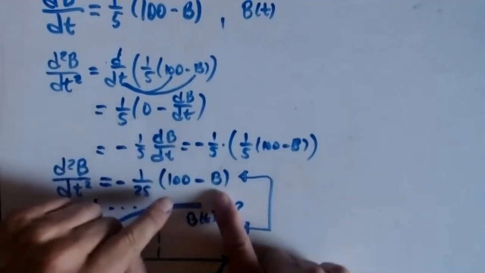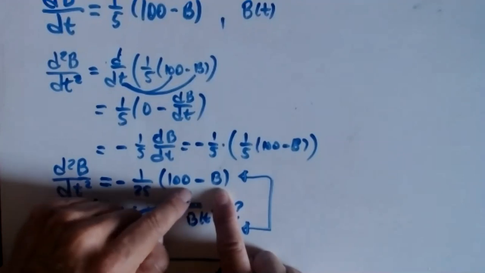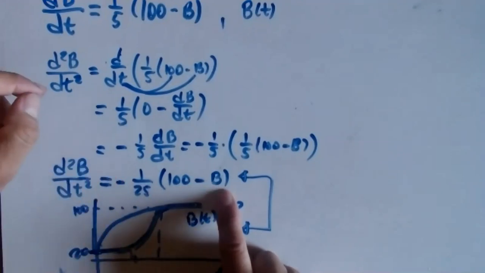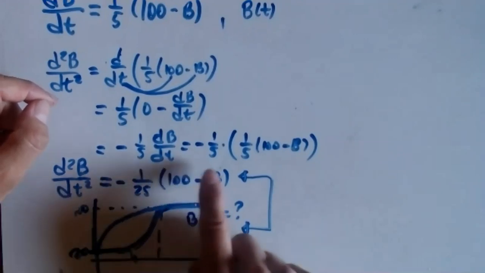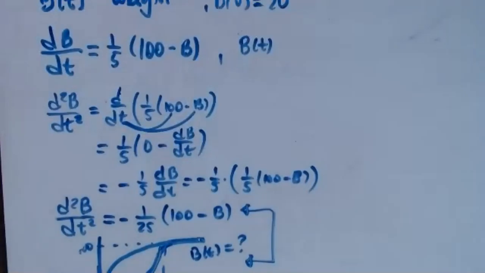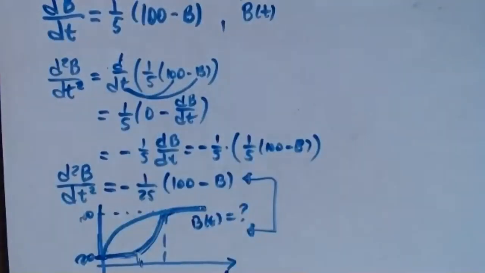So remember, when B is 20, this is 80/25. When this is 40, this is 60/25. When this is 50, this is 50/25. So as you gain weight, this decreases, correct? See, this is smaller, correct? Yep. Okay, so try to write something to explain this thing. Remember that this is going to be critical in the AP test.